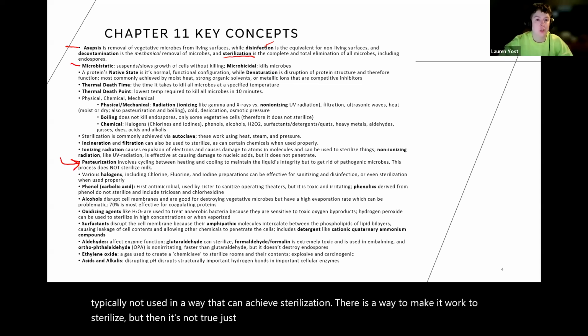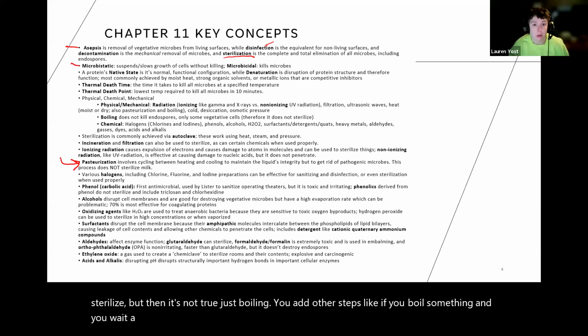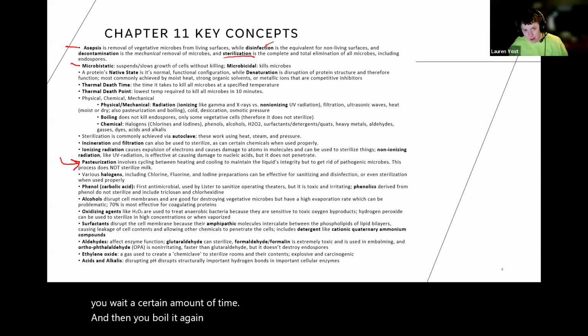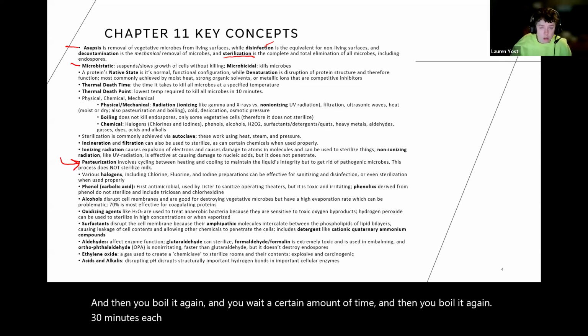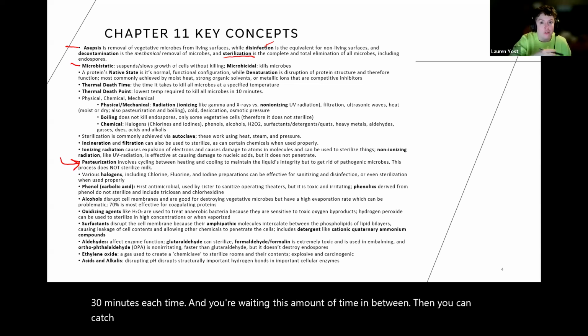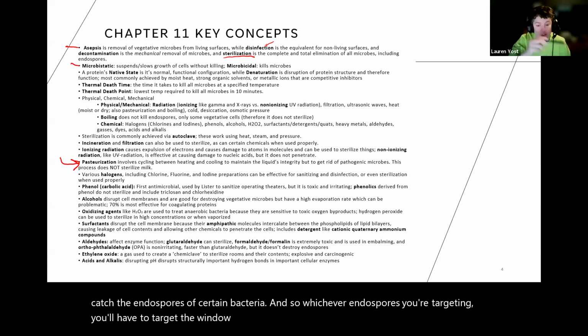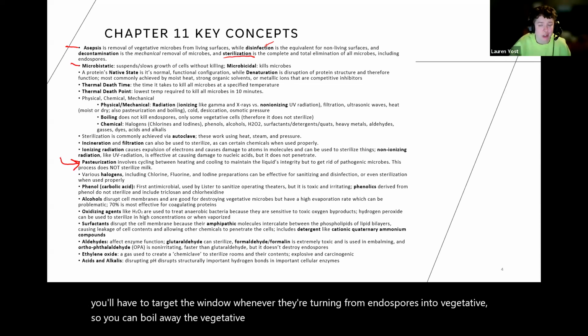You add on other steps. Like if you boil something and you wait a certain amount of time, and then you boil it again, and you wait a certain amount of time, and then you boil it again, 30 minutes each time, and you're waiting this amount of time in between, then you can catch the endospores of certain bacteria. And so whichever endospores you're targeting, you'll have to target the window whenever they're turning from endospores into vegetative. So you can boil away the vegetative cells. And you're going to do it multiple times. And that's a process called tyndallization.